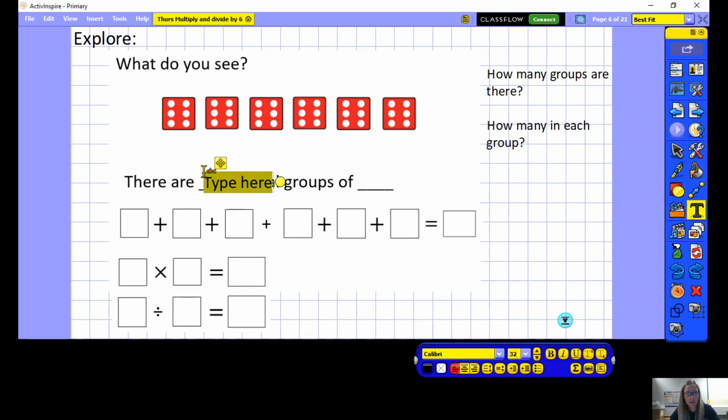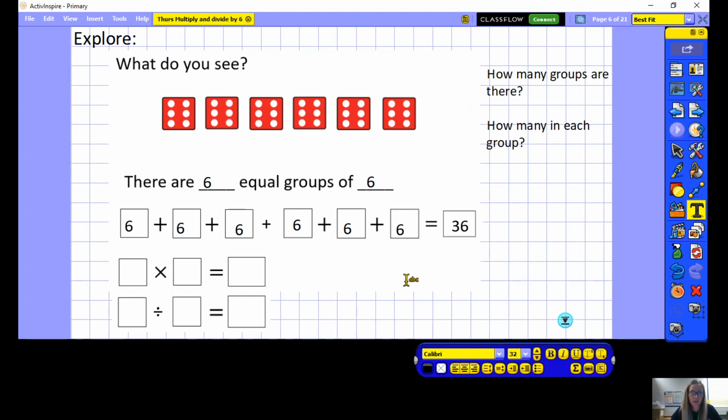Okay, so there are 6 equal groups of 6. So as an addition, this looks like this: 6 add 6 add 6 add 6 add 6 add 6. And if I counted up all those dots, or if I count in 6s, I know that there are 36 dots altogether. So there are 6 equal groups of 6, and that equals 36.